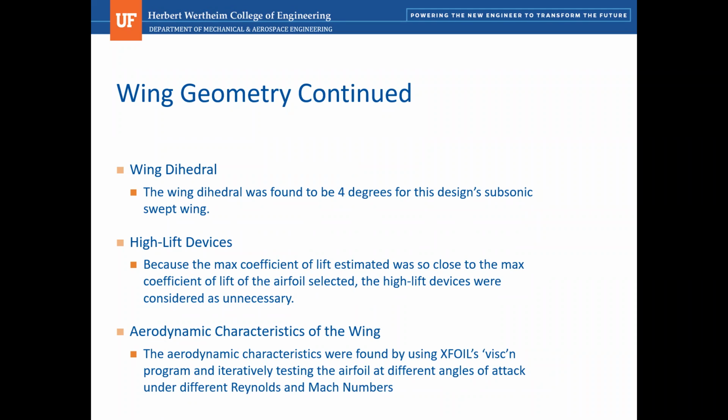A wing dihedral of 4 degrees was selected, and again, this is from historical data of aircraft in its class. The dihedral plays a big role in lateral stability, which will be covered later in this report. We chose to have no high lift devices as the maximum lift coefficient was close enough to the max lift coefficient for our airfoil, so we were able to deem them unnecessary.